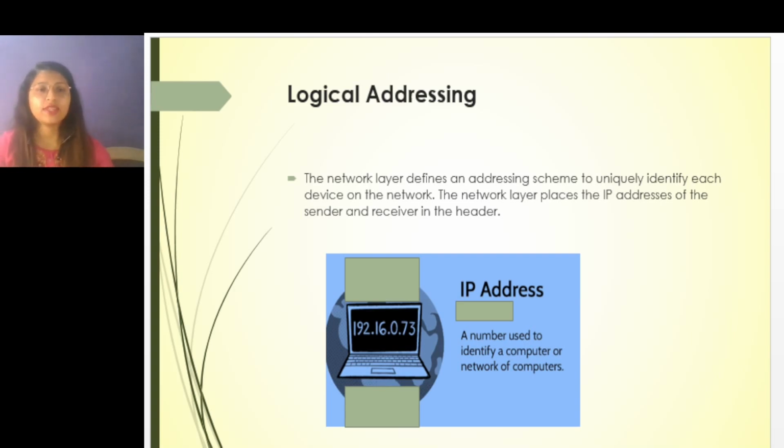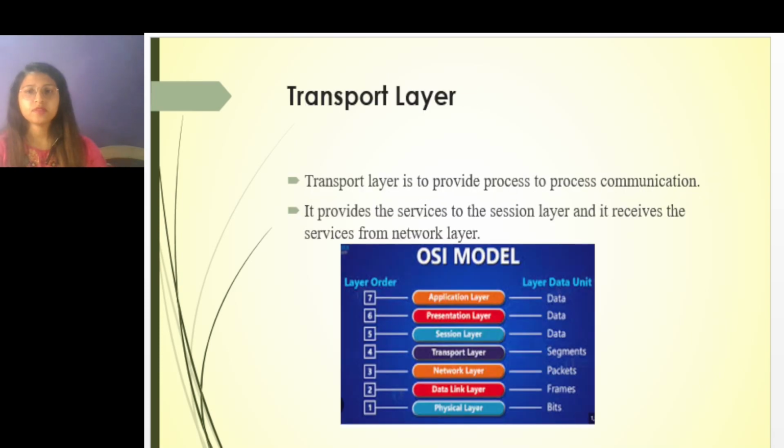Next we'll study the transport layer. Transport layer is used to provide process to process kind of communication. Over here, the term we are going to use for the data unit is the segment. Your network layer is used to provide host to destination, the data link layer is used to provide node to node, and similarly the transport layer is used to provide process to process communication.